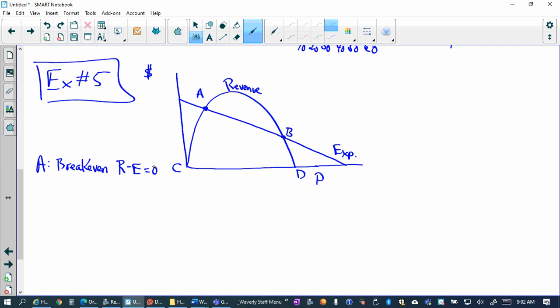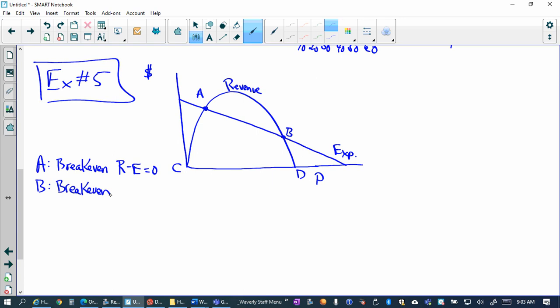What about point B? What would we call point B? That's another break-even. So there's two break-even points here. So that's a break-even. Okay?